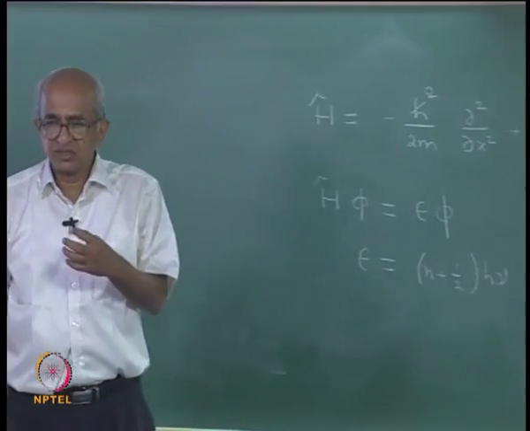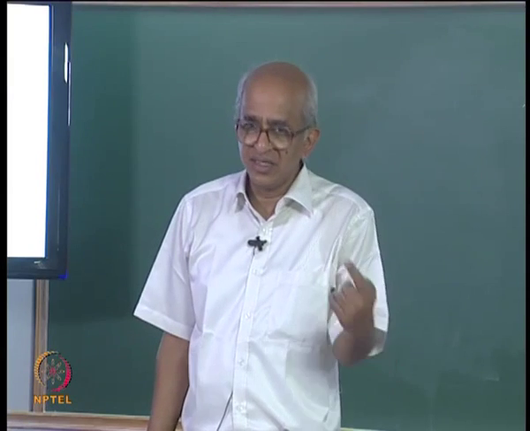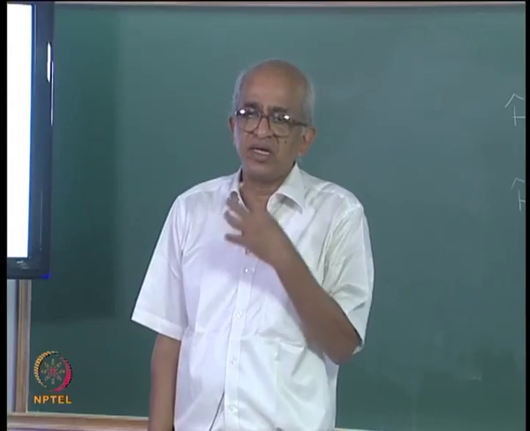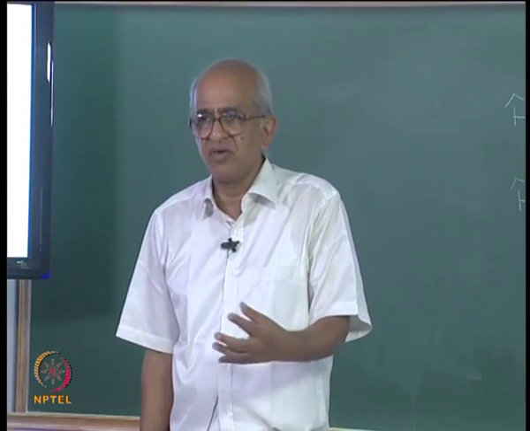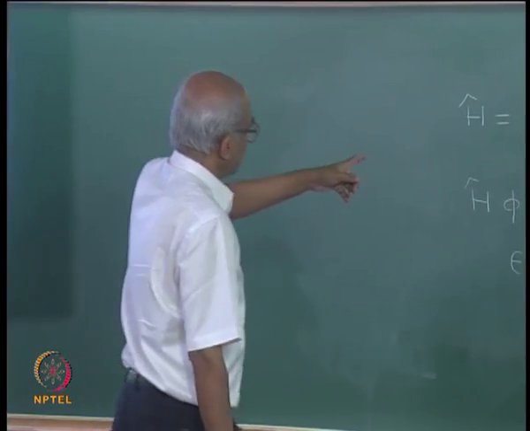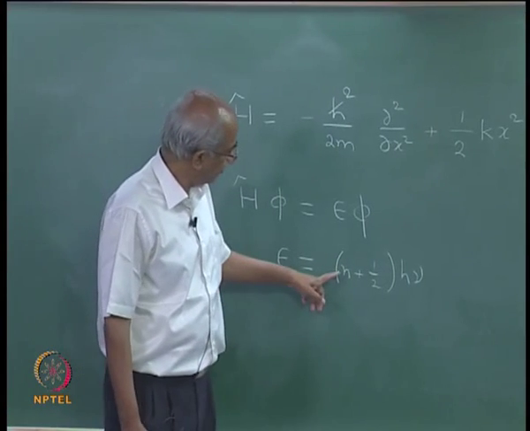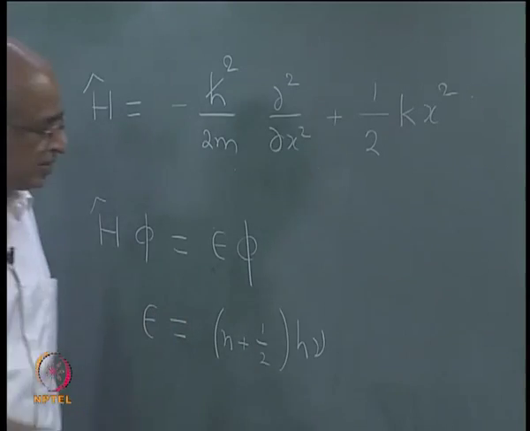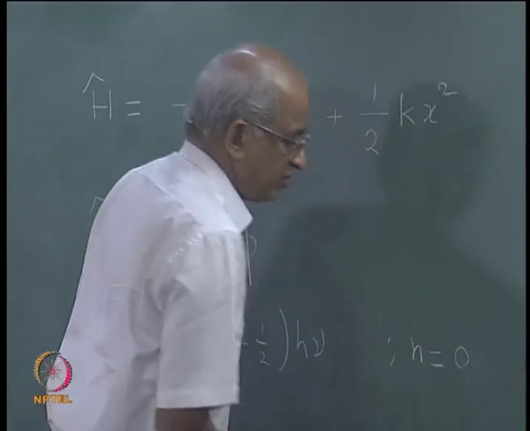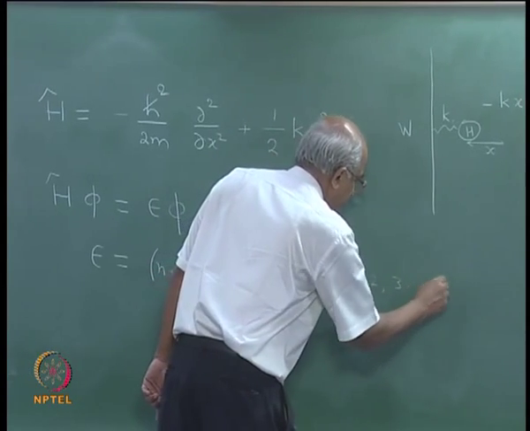As I told you, it is possible for an operator to have several different eigenfunctions, each having its own eigenvalue. So, therefore, if you ask me a question like how many eigenvalues can an operator have, normally the answer will be an infinite number of eigenvalues. So, this particular operator has an infinite number of eigenvalues, and they are of the form n plus half h nu, where n is a number characterizing the eigenvalue, which can take the value 0, 1, 2, 3, 4, etc.